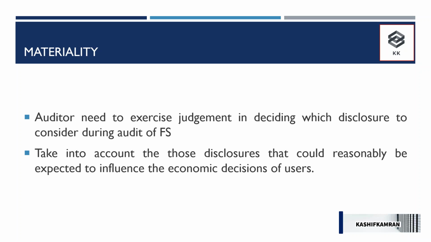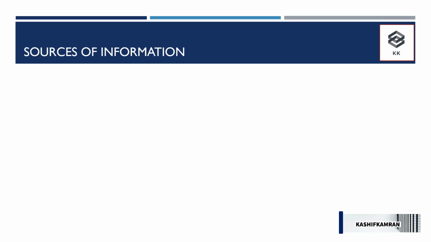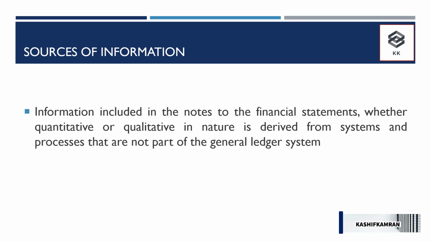So once you decide which disclosures to audit, the second important challenge for the auditor is the sources of information. The information included in the notes to the financial statements, whether quantitative or qualitative in nature, is derived from the systems and processes that are not part of the journal ledger system. In the journal ledger, we get the accumulative number like total sales, total purchases, or the total expenses. But when the management goes with the disaggregation of the sales, the purchases, or the expenses, or when the management does the segmental analysis, a lot of information is needed outside the journal ledger.